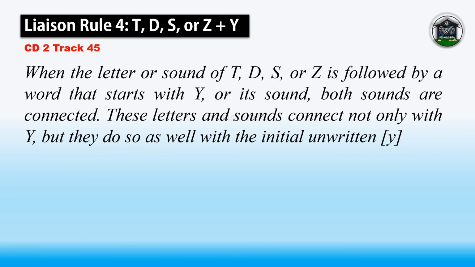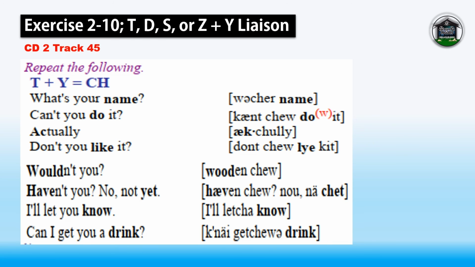Liaison Rule 4. T, D, S, or Z plus Y. When the letter or sound of T, D, S, or Z is followed by a word that starts with Y or its sound, both sounds are connected. These letters and sounds connect not only with Y, but they do so as well with the initial unwritten Y. Exercise 210, T, D, S, or Z plus Y liaisons.